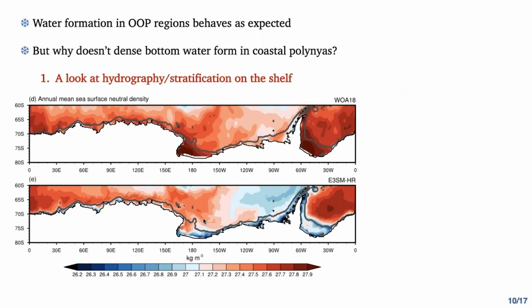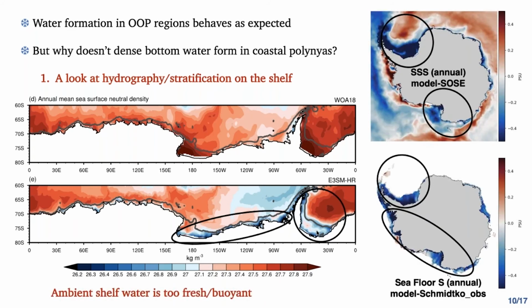So why? We looked at a number of things. We looked at hydrography and stratification on the shelf. This is a plot of density at the surface from the WOA18 climatology and from E3SM-HR. You see that while offshore we are doing very well, near the coast the density is too low. So it's too light. And why? Because it's too fresh.